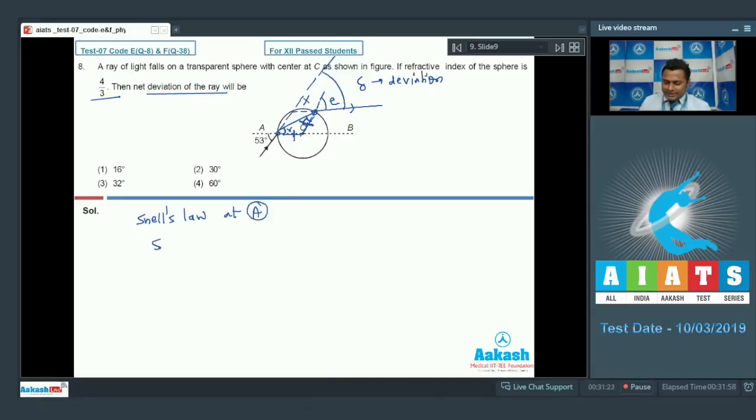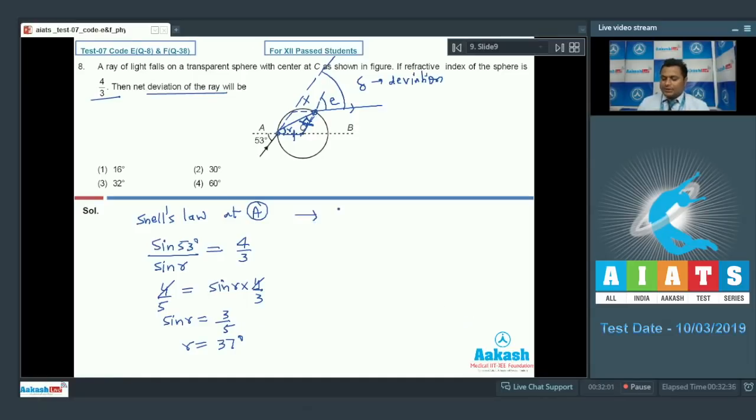what we will get? Sine of incident angle, that is 53 degree, divided by sine of refraction, that is R we have considered, equal to refractive index of refracting medium, that is 4/3. Sine 53 degree, you have to memorize, that is 4/5 equals sine R multiplied by 4/3. 4 cancel. You got the value sine R as 3/5. So therefore R will be 37 degree.